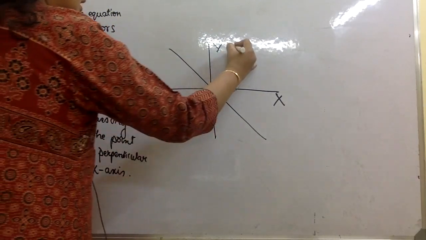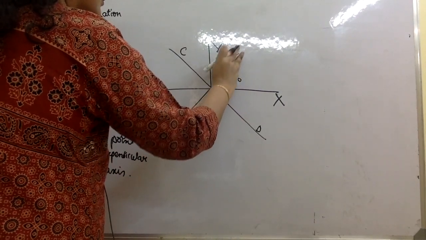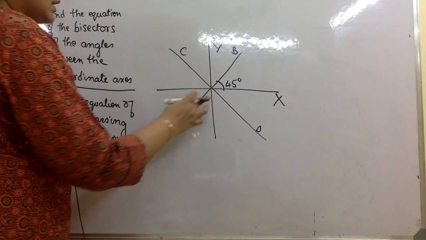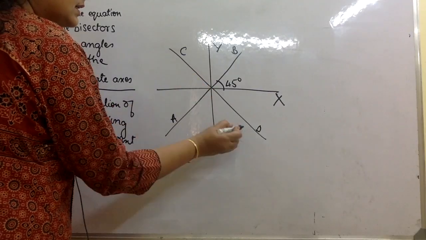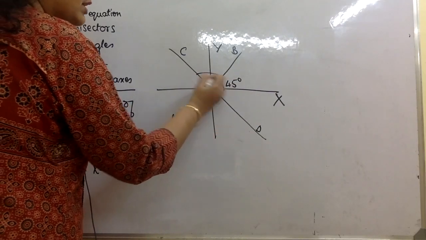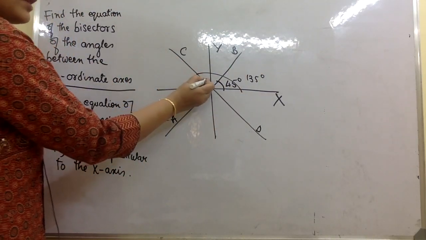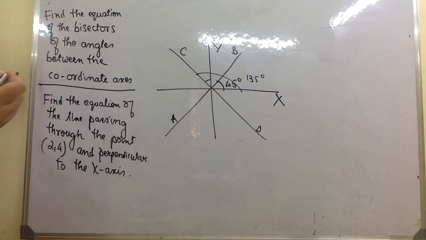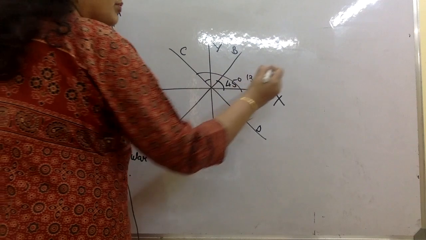Let me name it AB, and this is CD, okay? So I have AB and CD, this angle is 45 degrees, and the angle that CD makes with the positive direction of the x-axis is 135 degrees, okay, because this much is 45 plus 90, that is 135. Find the equation of the bisectors of the angles between the coordinate axes.